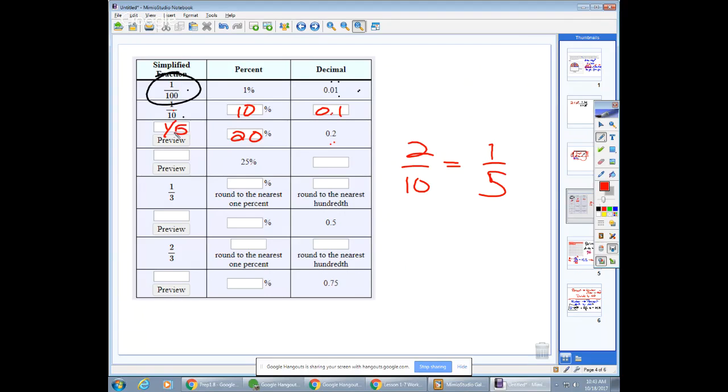Yeah, so you're supposed to just go through each of these and try and rename them. The simplified fraction and the decimal are going to be directly related. But the percent's going to be a slightly different number because we're kind of pulling out that 100 version of it. Let's jump to 2/3. It's a little bit trickier.